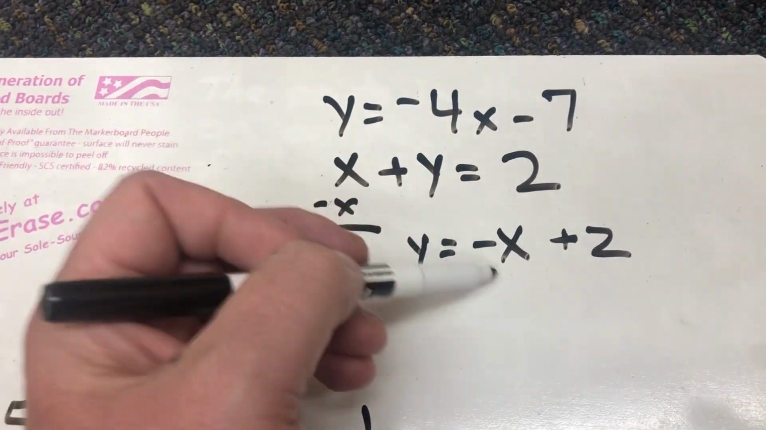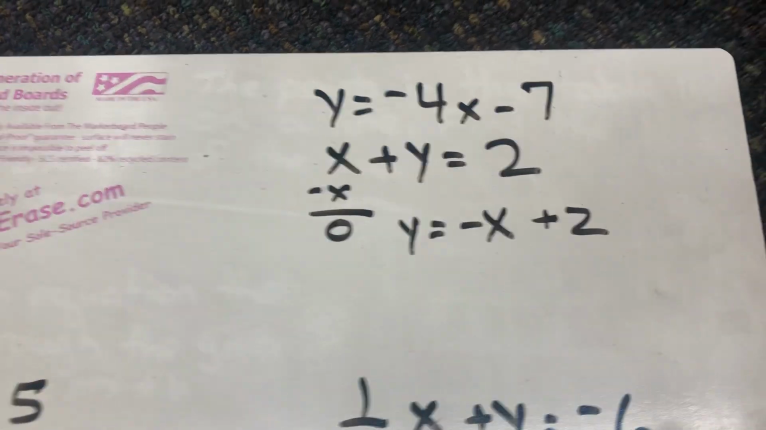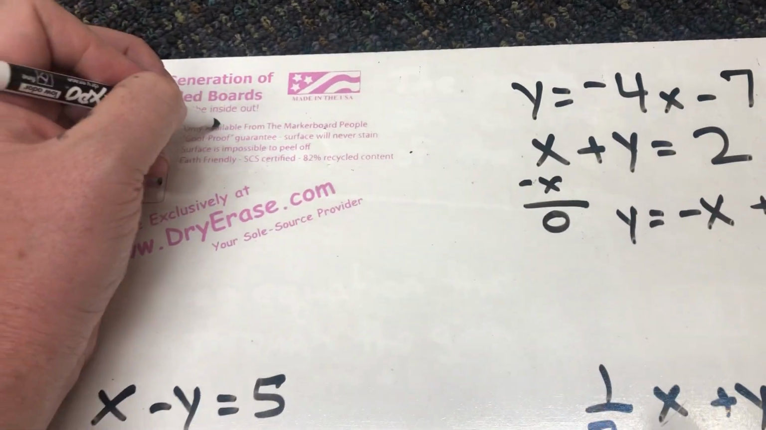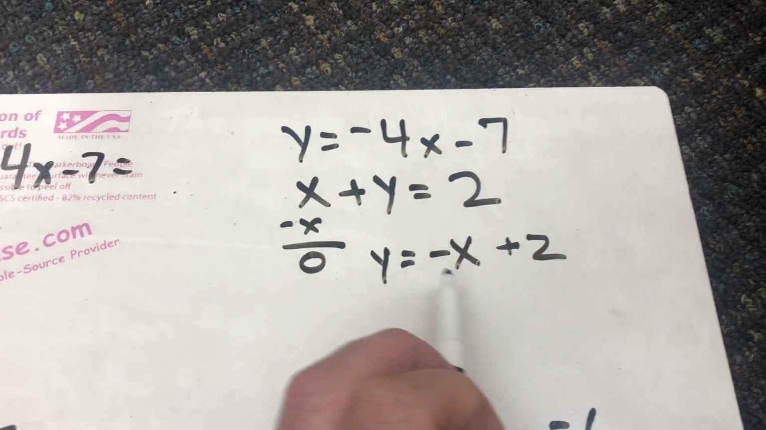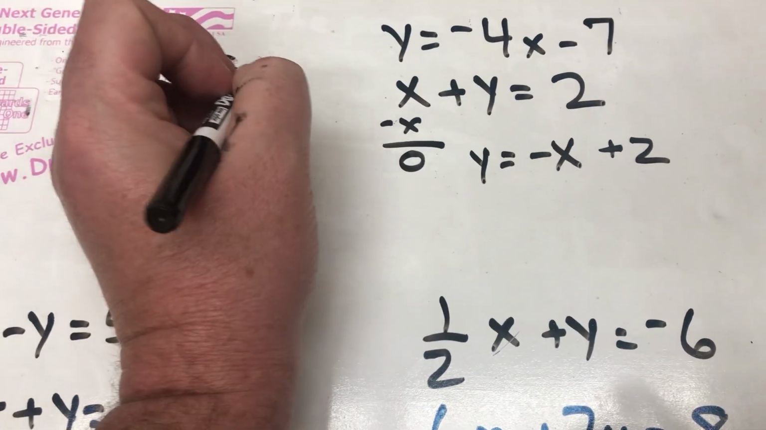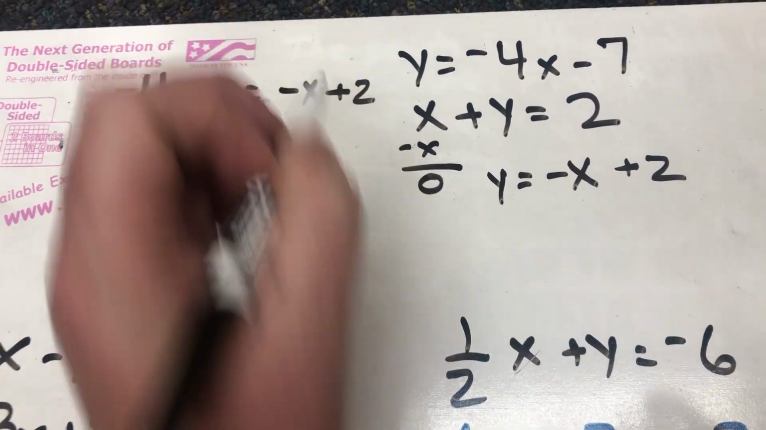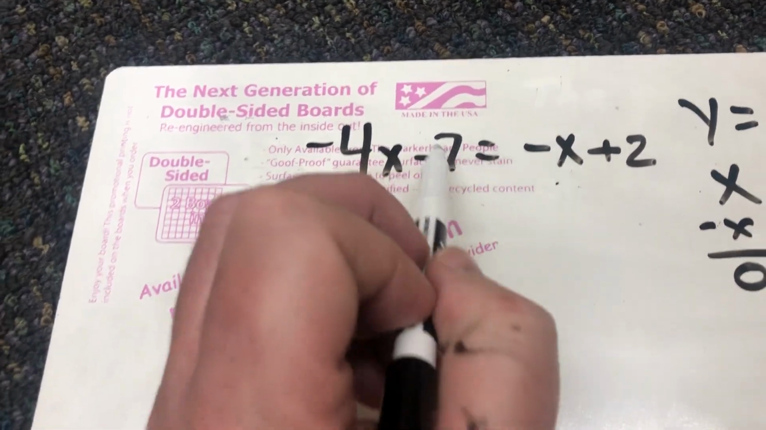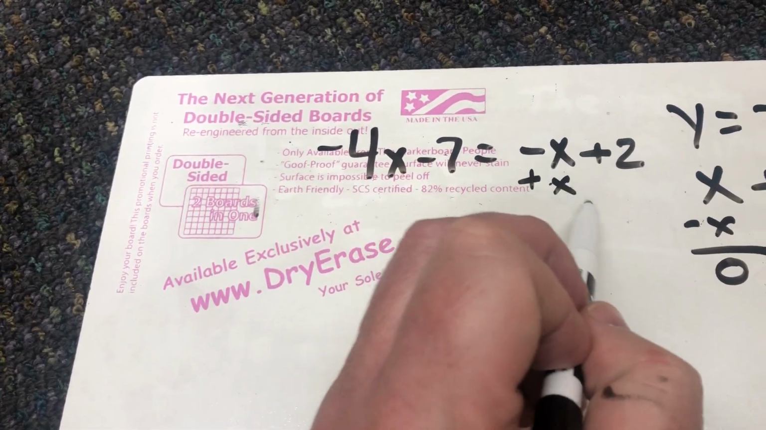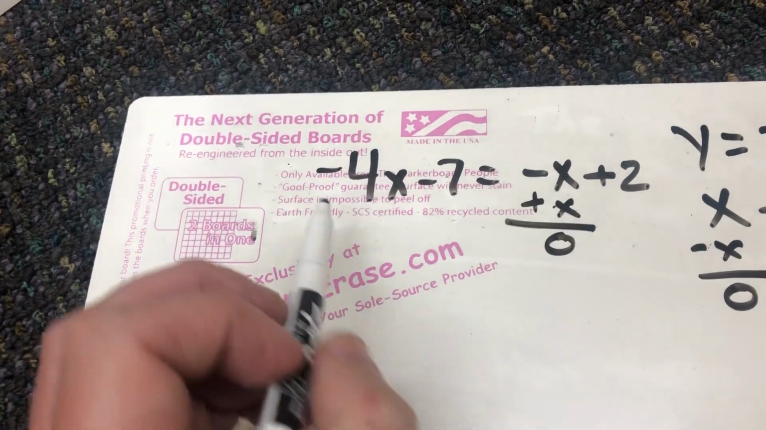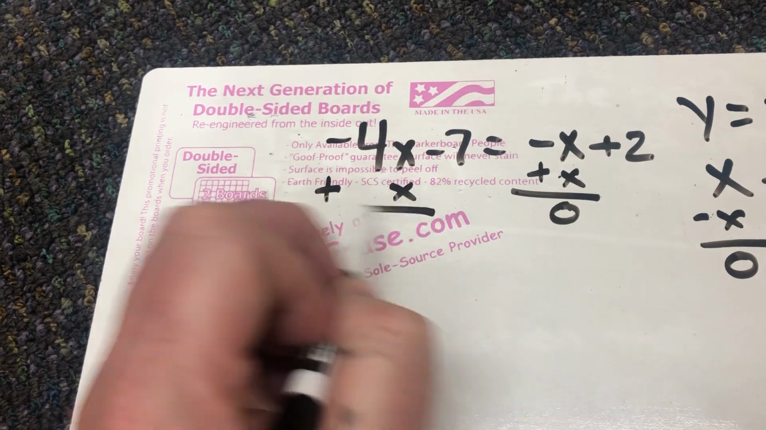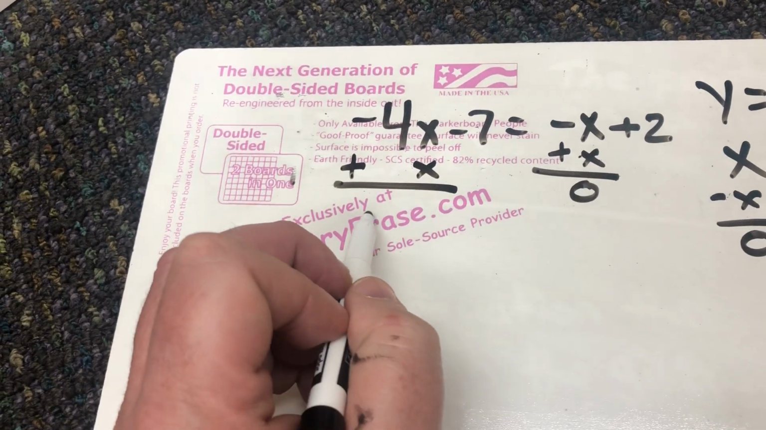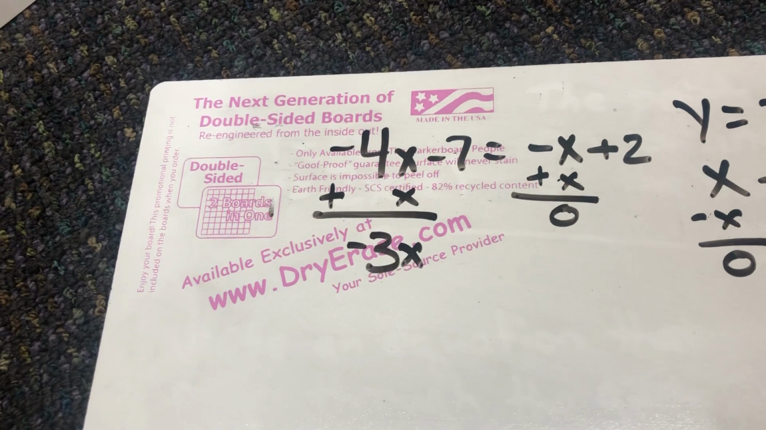So now I have two equations in slope-intercept form. So I'm going to come over here. Negative 4x minus 7 is equal to negative x plus 2. Well, I have a negative x here. I want to make that 0, so now I'm going to add x to both sides and make that 0. Here I have a negative 4x plus a 1x. Well, negative 4 plus 1 is a negative 3x.